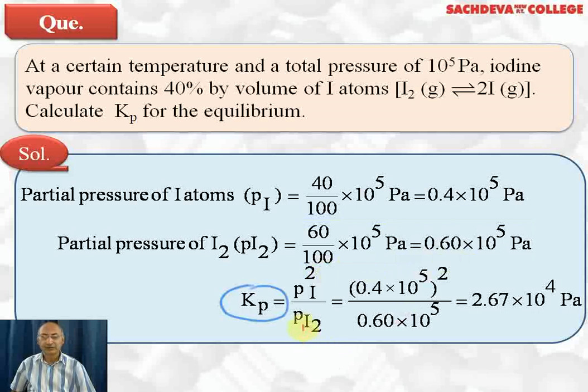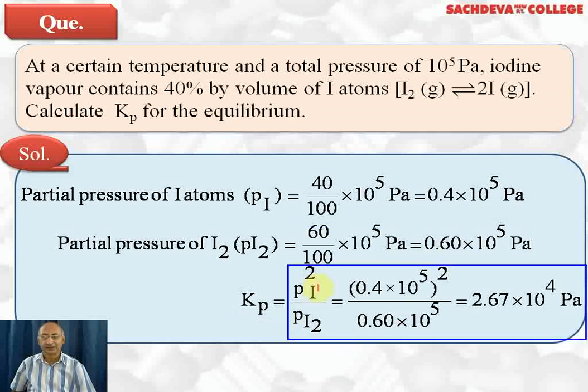Now Kp is equal to the partial pressure of iodine atoms raised to the power 2 divided by the partial pressure of iodine. 0.4 into 10 to the power 5 whole raised to the power 2 divided by 0.6 into 10 to the power 5. On calculation, we will get 2.67 into 10 to the power 4 pascals. Why have we got this unit pascals? Because we had pascals whole square here and pascals here. So the final unit will be pascals. So the value of Kp is 2.67 into 10 to the power 4 pascals.